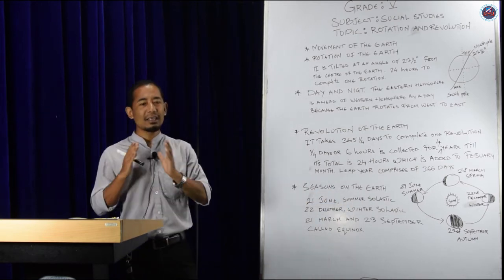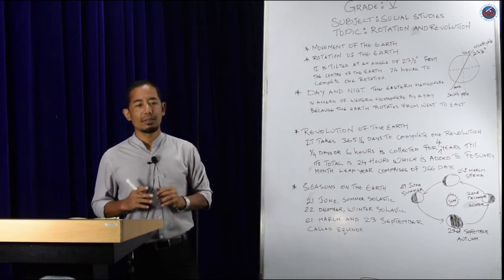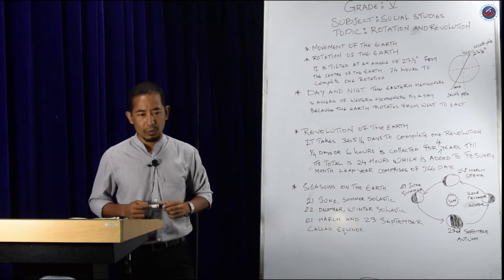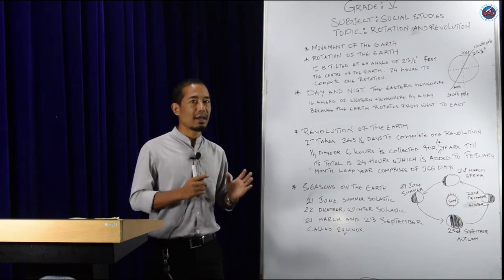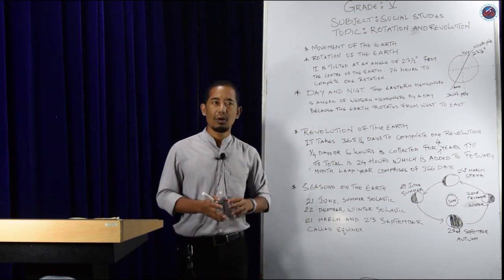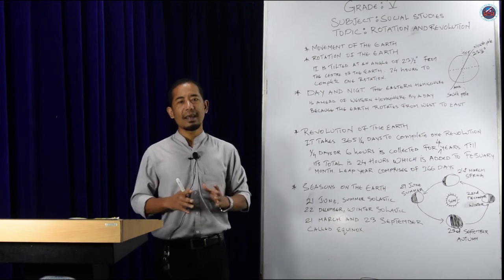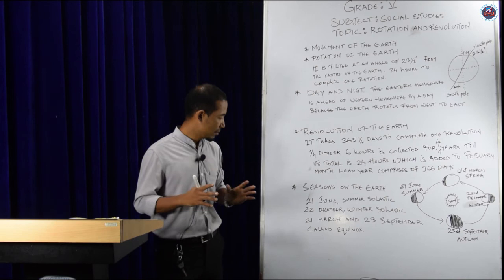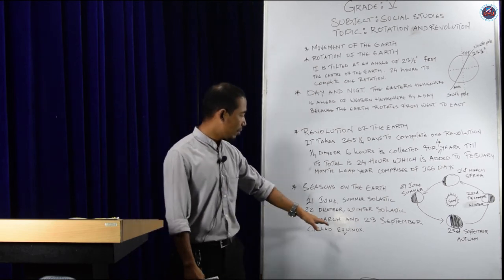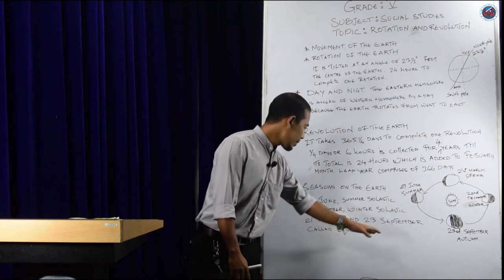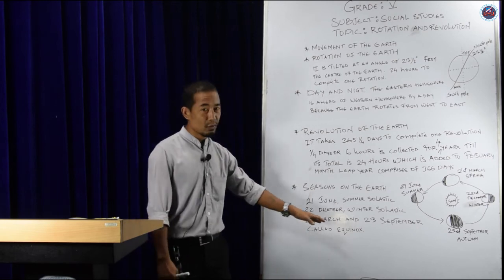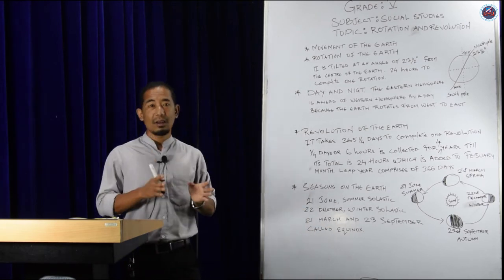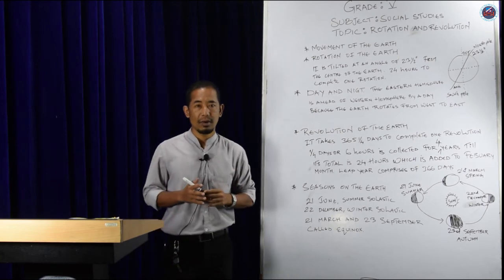In the course of the revolution, the sun shines twice directly over the equator, which is known as equinox. On this particular day, the length of day and night are equal. So 21st of March and 23rd of September are called equinox. Why? Because on this particular day, the length of day and night are equal.